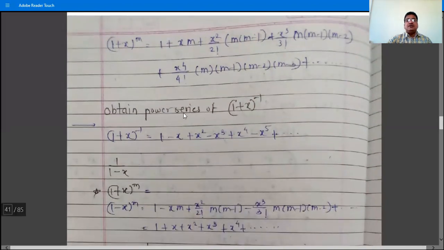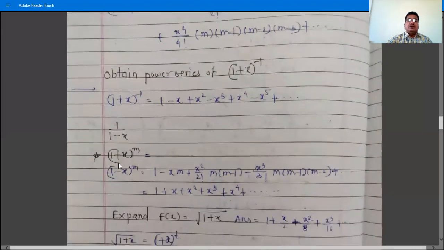Then obtain the power series expansion of (1 + x)^(-1). That is just substituting m as -1. So we have this answer. If we substitute m as -1, we have 1 - x, then m - 1 becomes -2, 2 factorial, and divided by 2 becomes 1, and therefore x^2. Then m(m-1)(m-2) becomes -6, and this divided by 3 factorial, which is 6, becomes -x^3. And then similarly, we have the term plus x^4 minus x^5 and so on.